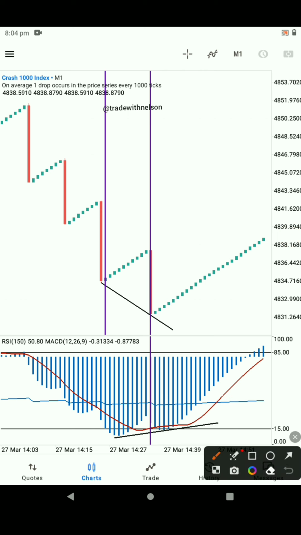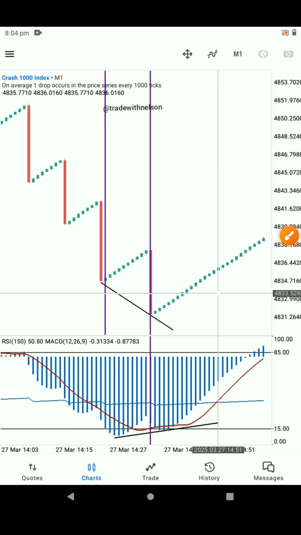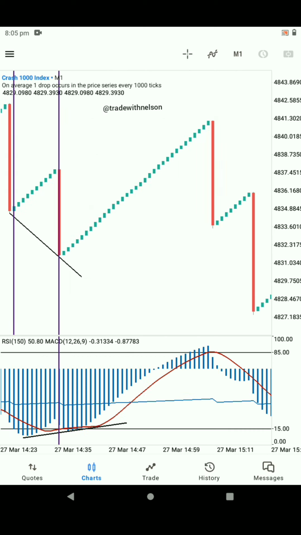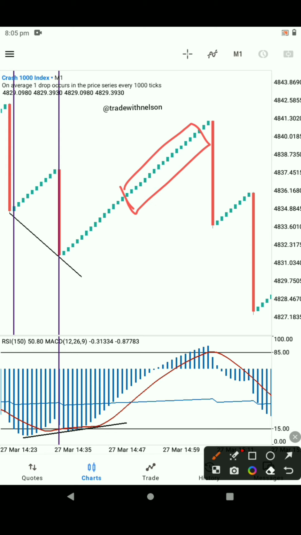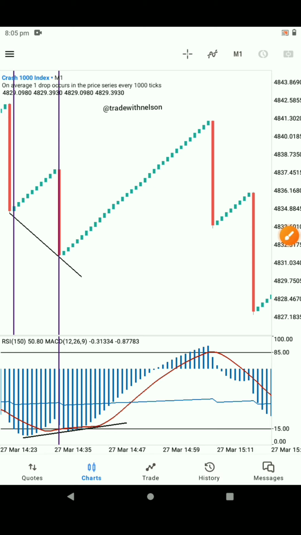So you see over here, the red is below the blue. So you want to have a cross. So once you have a cross around this point, here, then you enter a buy, and then you count your 10 candles. You see how the market delivers your 10 candles.